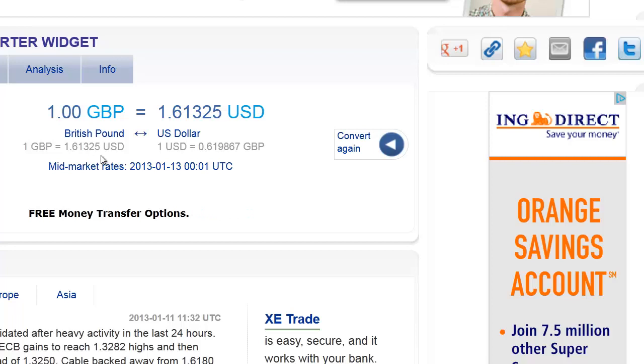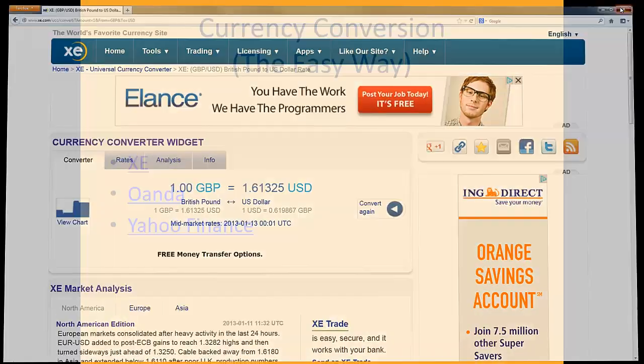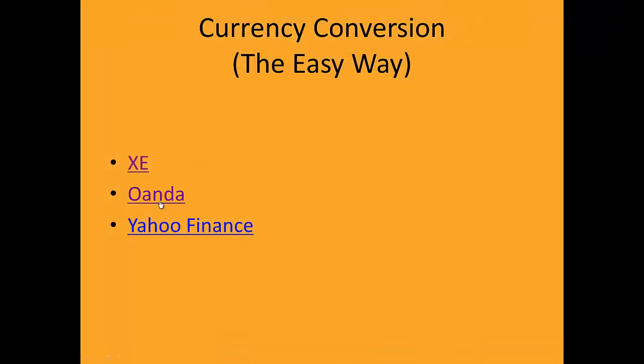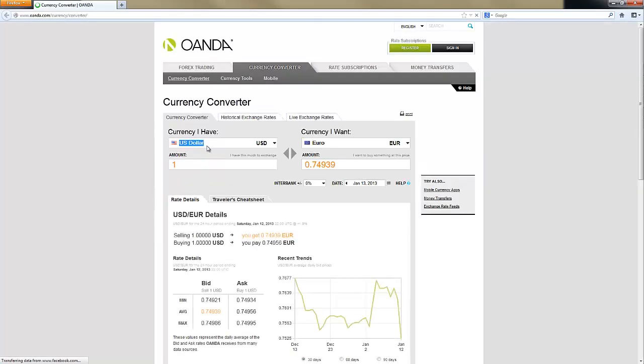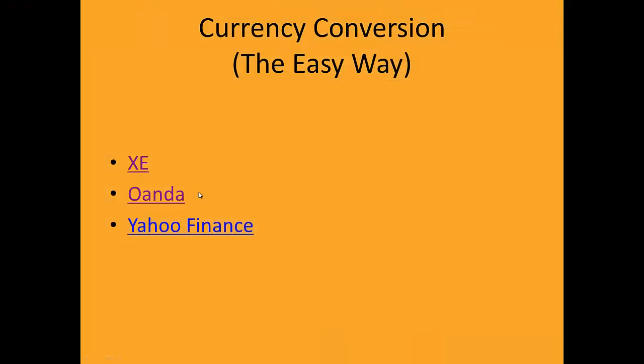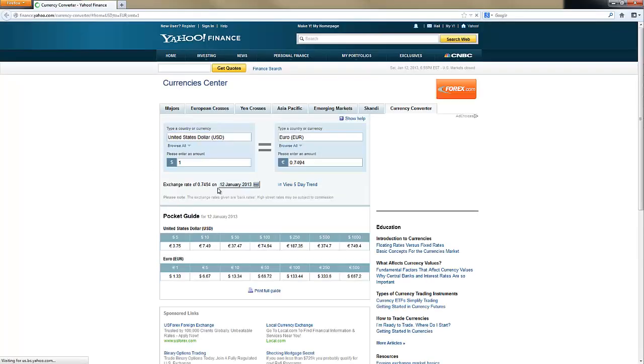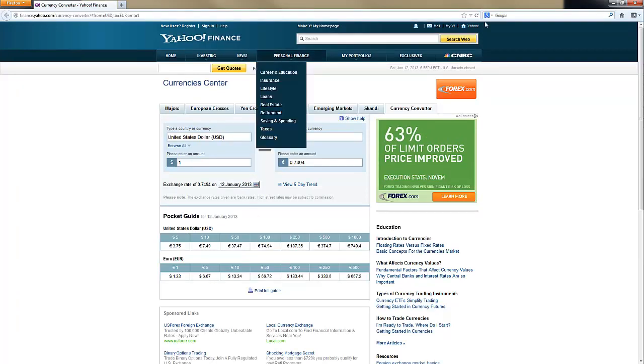Now, it is a great deal for travelers from Great Britain. If they give us £1, we are going to give them $1.61. So if they want to buy something here that is $3.22, they only pay £2. Now, another good site is Oanda. And you basically do the same thing here, and it is very similar. And also, you can go to Yahoo Finance, and they have a currency converter as well.